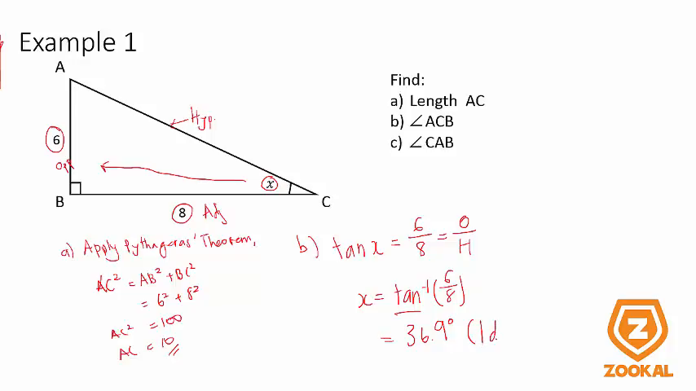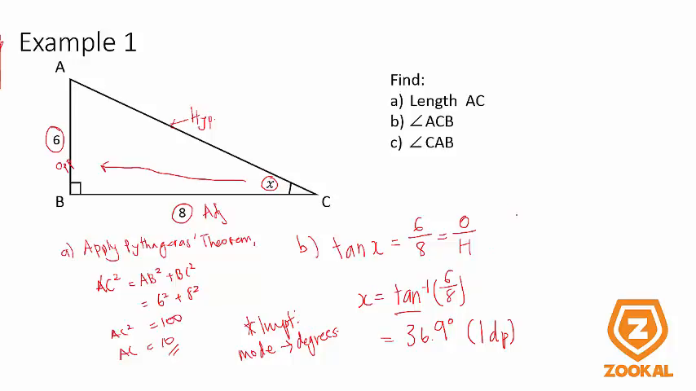Always remember that we must leave it in 1 decimal place. Always check that the mode of your calculator is in degrees and not in radians. If not, you will not be able to get the answer. You'll find that your answer will be very small because it's in radians.